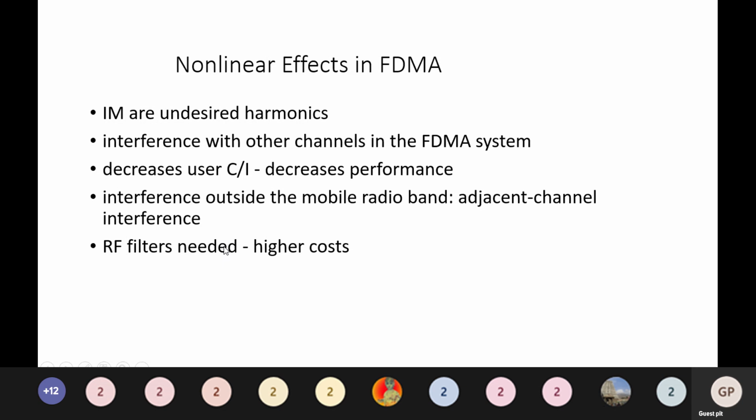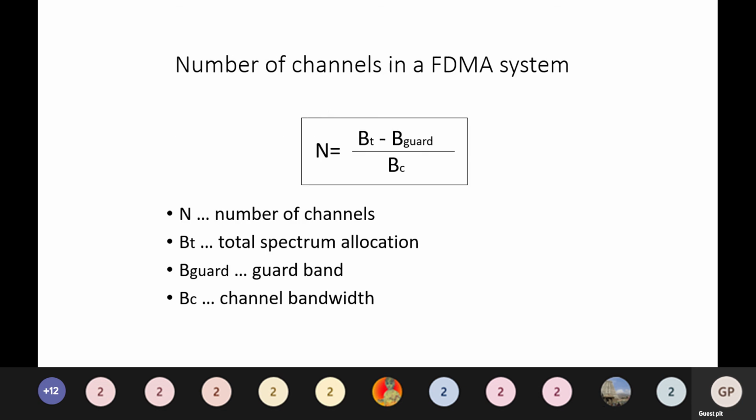If you look into the number of channels in an FDMA system, N is equal to (B_T minus B_guard) by B_C. B_C is the channel bandwidth, B_guard is the guard bandwidth, B_T is the total spectrum, and N is the number of channels.